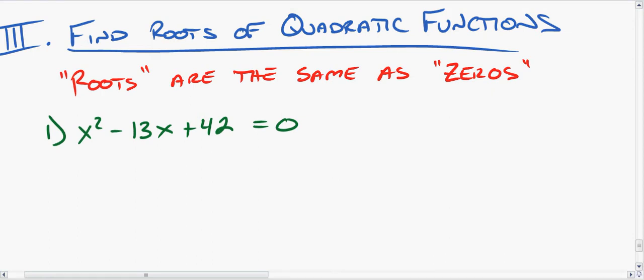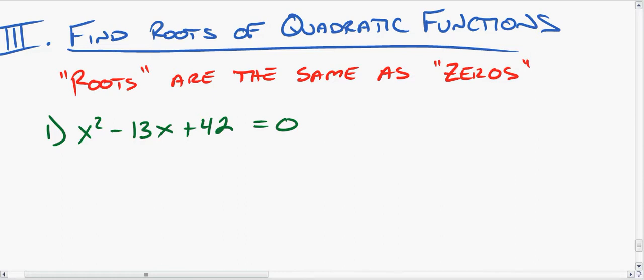This is section 4.3, part 4, where we are going to find the roots of quadratic functions. You can see in red I've written roots are the same as zeros. So sometimes you might see directions telling you, or somebody might tell you to find the roots of a quadratic function, or find the zeros. They're telling you to find the exact same thing.